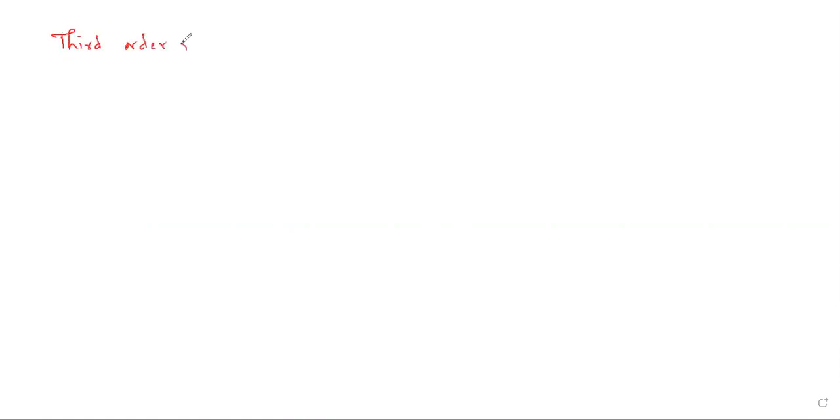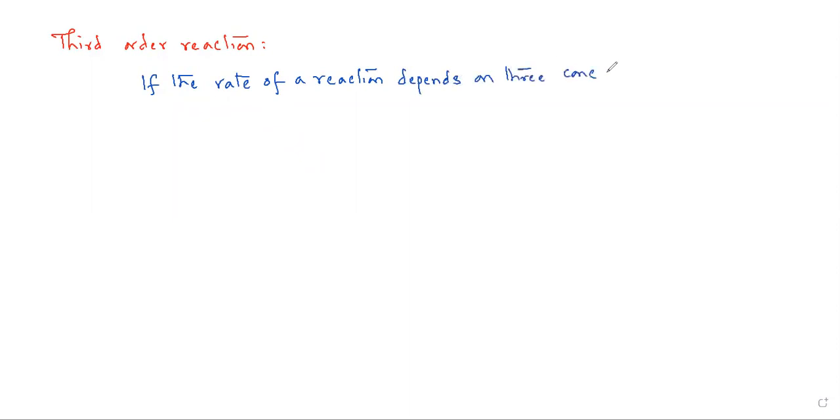Now it's the third order reaction. What is third order? If the rate of a reaction depends on three concentration terms, it is called third order reaction.